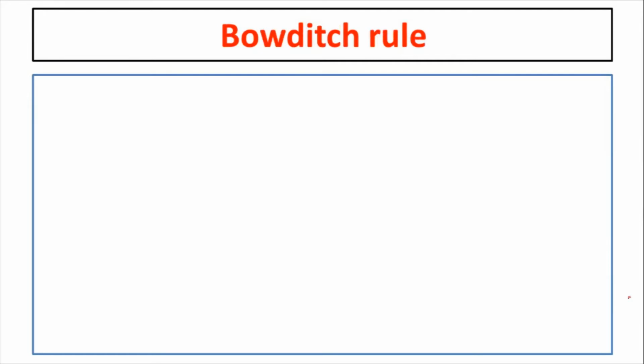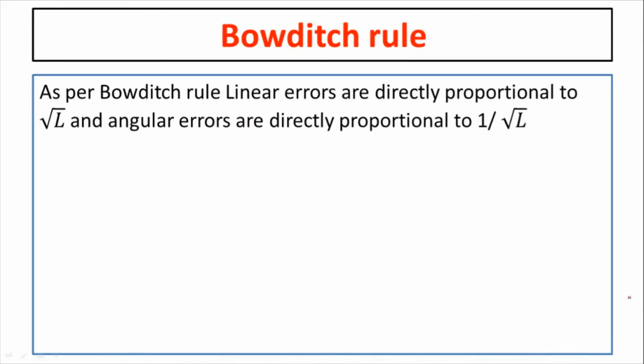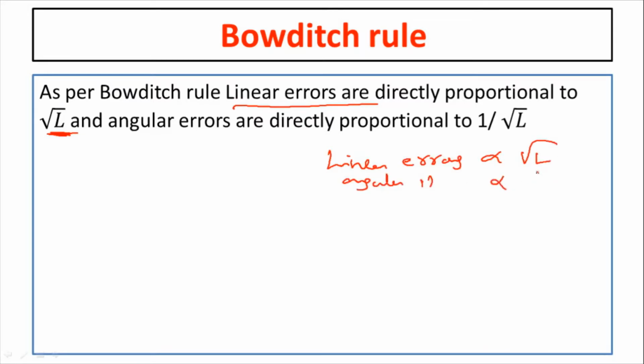First one, Bowditch rule. As per this Bowditch rule, the linear errors are directly proportional to root L. Whatever the linear errors occur in the traverse, that will be directly proportional to root L. And angular errors are directly proportional to 1 by root L. So remember this point carefully, very important point. As per Bowditch rule, linear errors are directly proportional to root L, and angular errors are proportional to 1 by root L. Very important this.